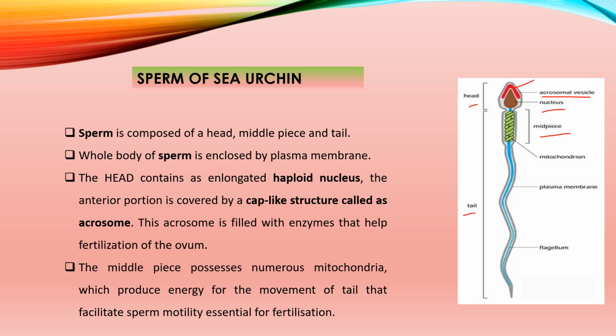The second part of the sperm is the middle piece. The middle piece possesses numerous mitochondria. These mitochondria produce the energy for the movement of the tail. As you know, the sperm is a motile cell, and the movement of the sperm requires energy. The energy is provided by the mitochondria, which are present in the middle piece.